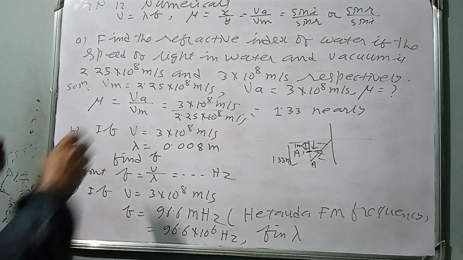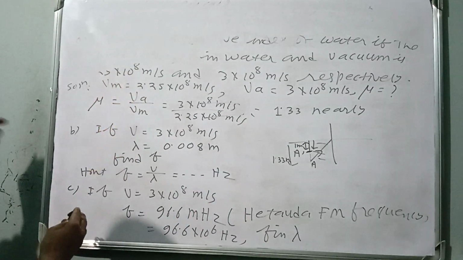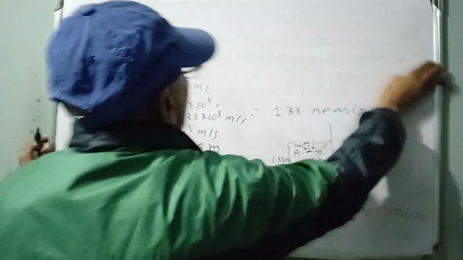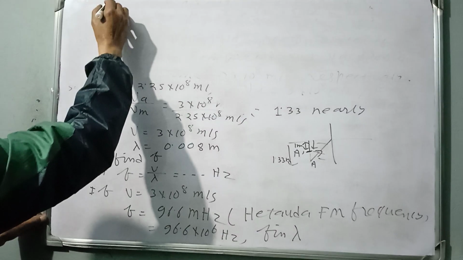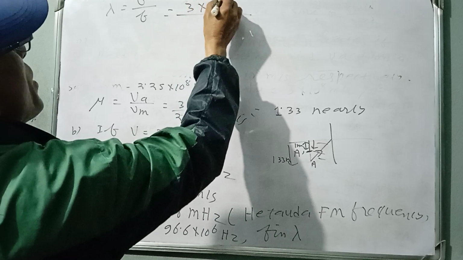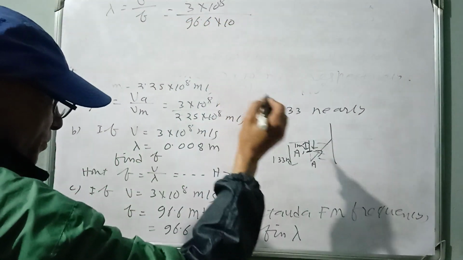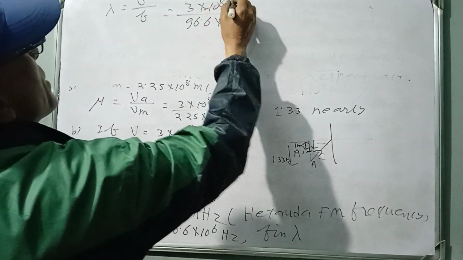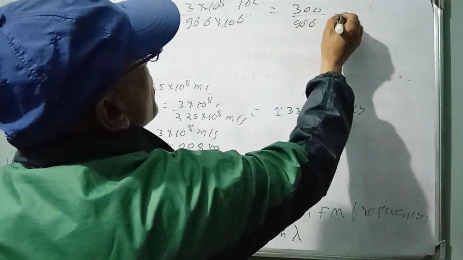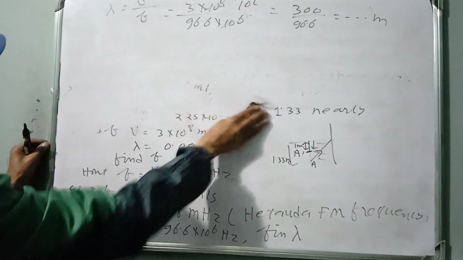wavelength. How to find? I'll just give you hint. Question number B. Hint of this is lambda equal velocity by frequency. Velocity 3 into 10 to the power 8. Frequency given 96.6 into 10 to the power 6. You can cancel 10 square, 300 by 96.6 meter. You can write down something, 3 point something meter.